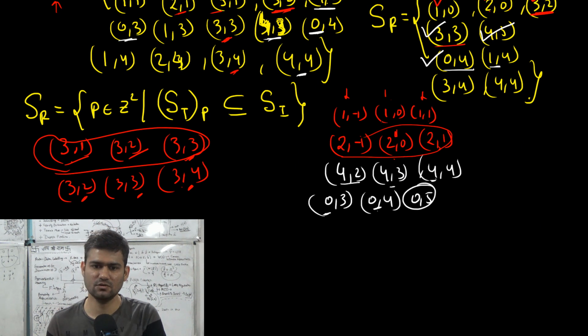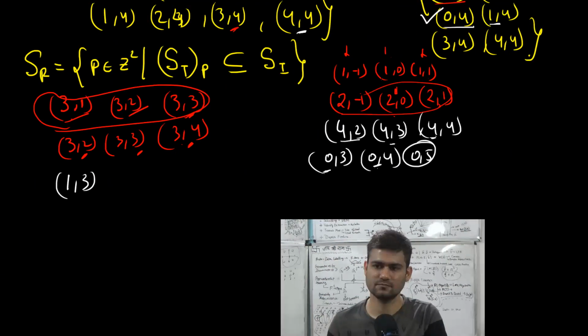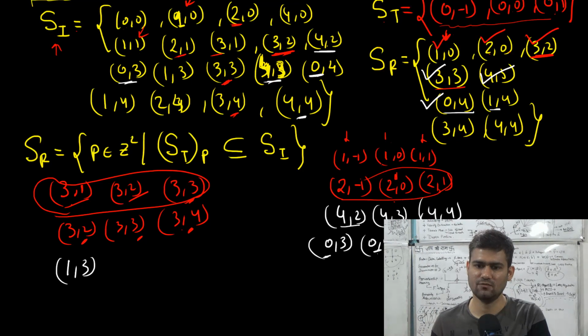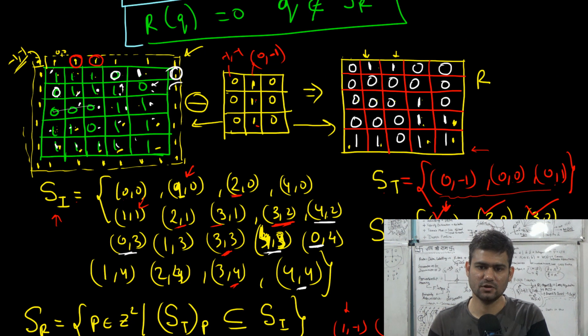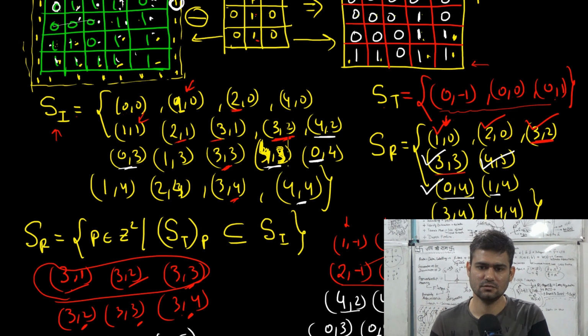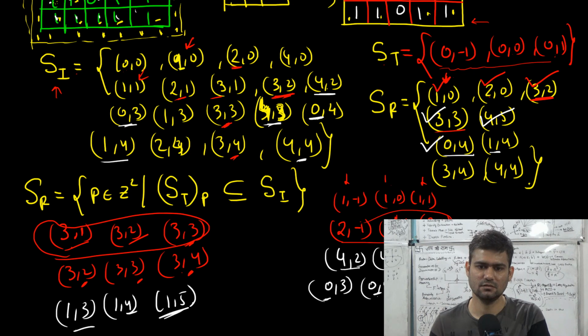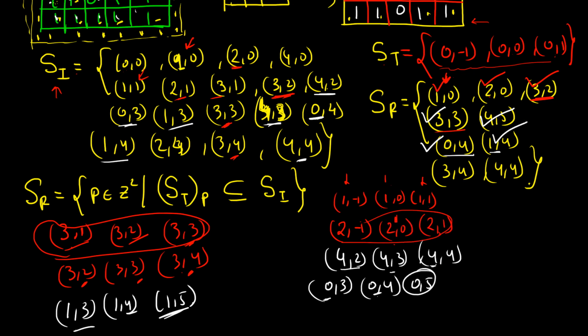Let's check for (1, 4). So with (1, 4) we have the translated set (1, 3). We have (1, 4) and we have (1, 5). So (1, 5) is present by default because we appended. So (1, 5) is part of this set. Let's check (1, 4). It is present. Let's check (1, 3). Present, true. This checks out.